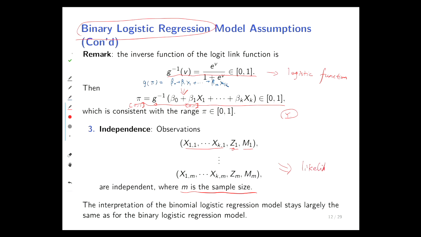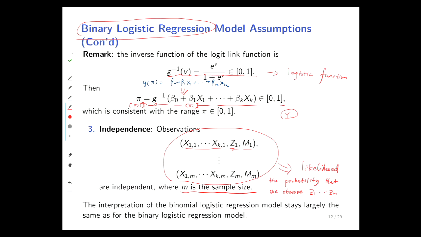So what's the likelihood? Likelihood is actually the probability that we observe these observations. You can consider it in this way: the probability that we observe Z1 to Zn. And then what you can do here is just to compute this probability.